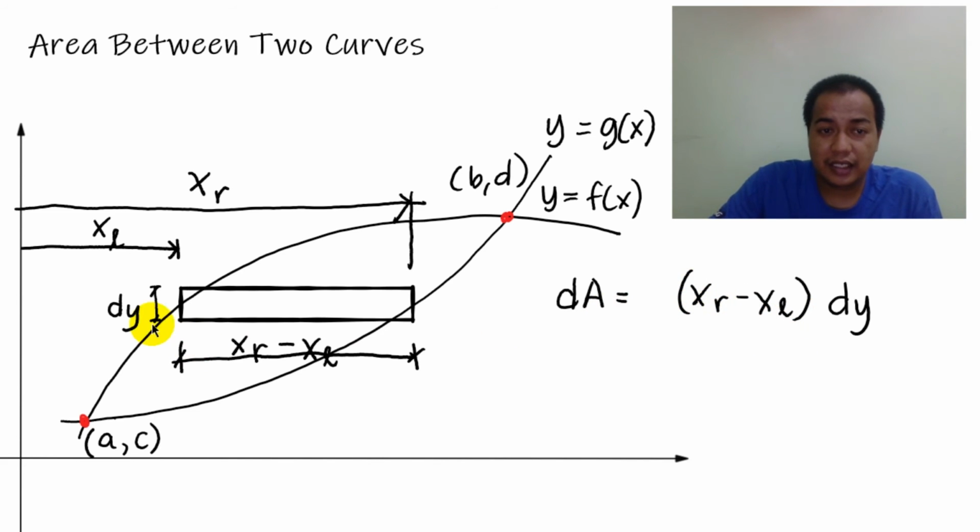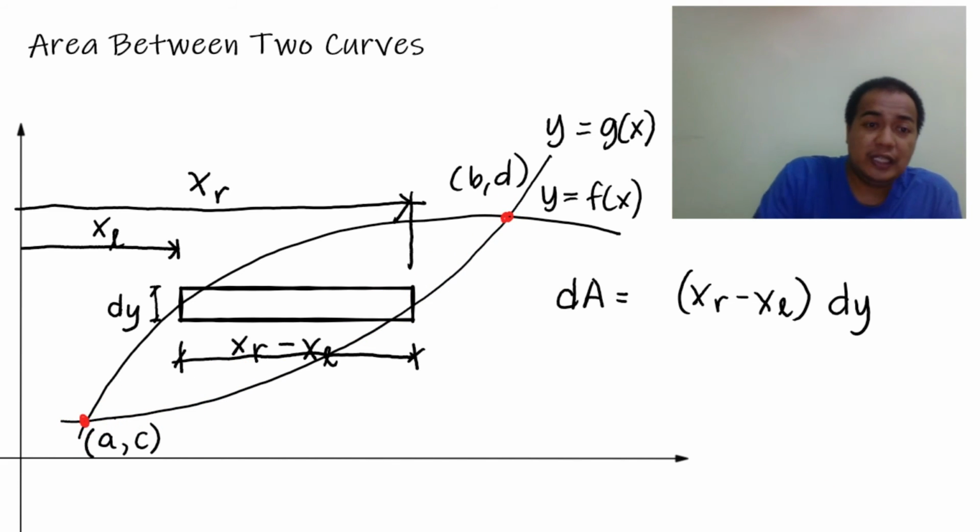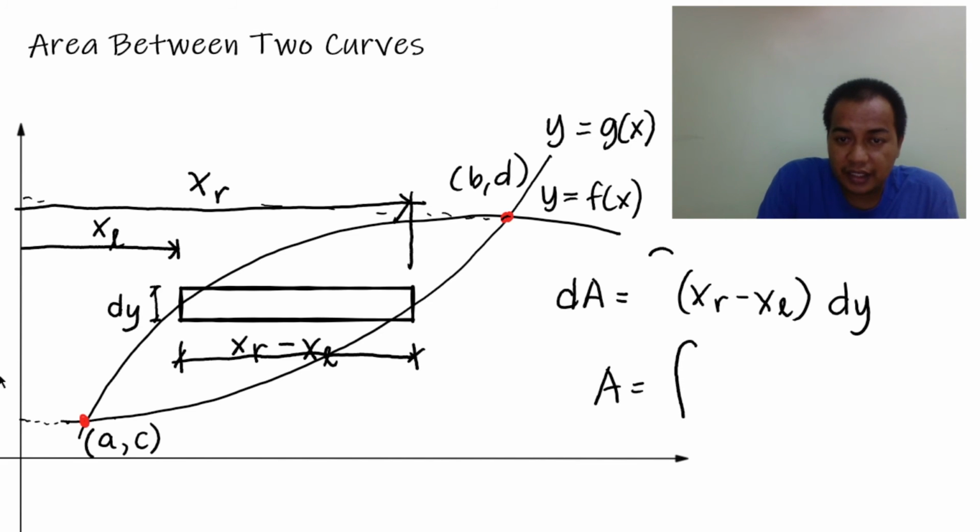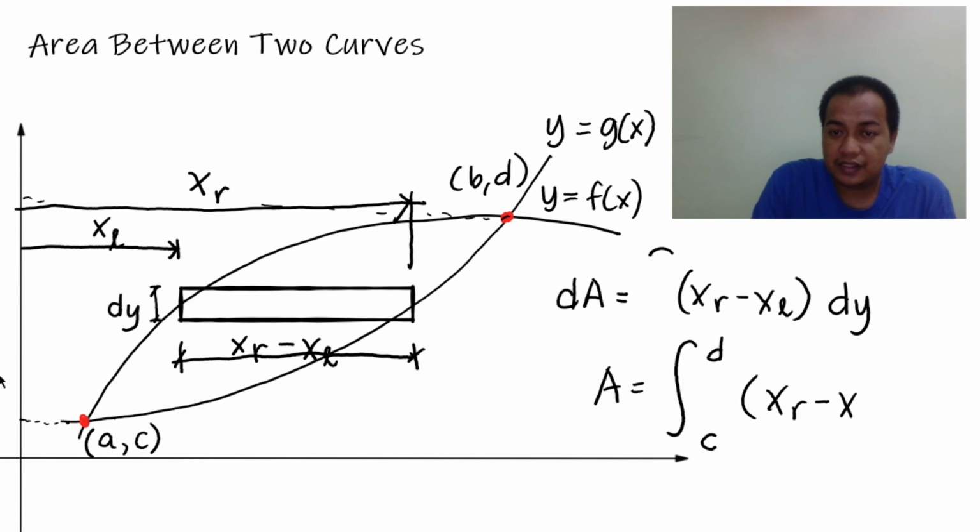This time, iwawalis natin itong rectangular element natin na ito. Magmula dito sa point na to papunta doon sa point na yon. So, we are now considering the y coordinate. So, magmula dito, papunta dito. Okay, so that is from y equals c. So, iwawalis natin ito, area. So, integrate na natin. Iwawalis natin yan from y equals c to y equals d. Okay? So, x right minus x left dy.